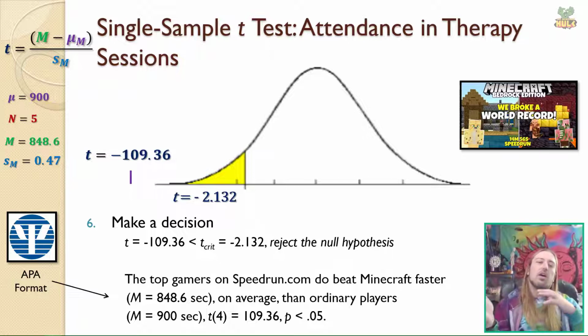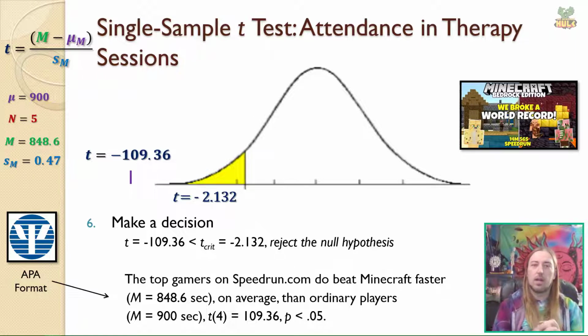Okay, how do we report that with respect to APA style? How do we word that? So when I ask you to make a decision, this is what I'm looking for. Something like, the top gamers on speedrun.com do beat Minecraft faster on average than ordinary players. You can include the means if you'd like in parentheses. Remember to italicize that capital M. And then most importantly, at the end of your sentence, before you hit a period, put a comma, and then you need to put the results of that t-test.